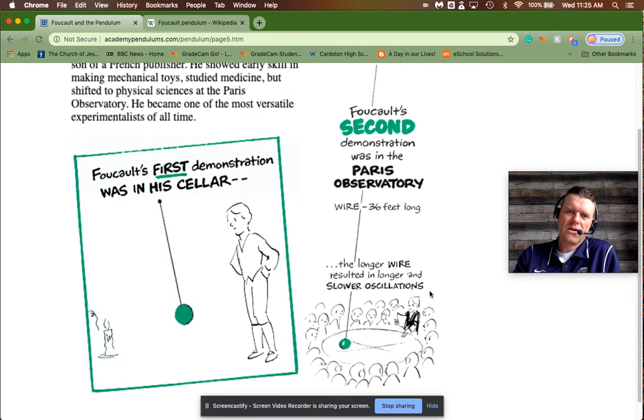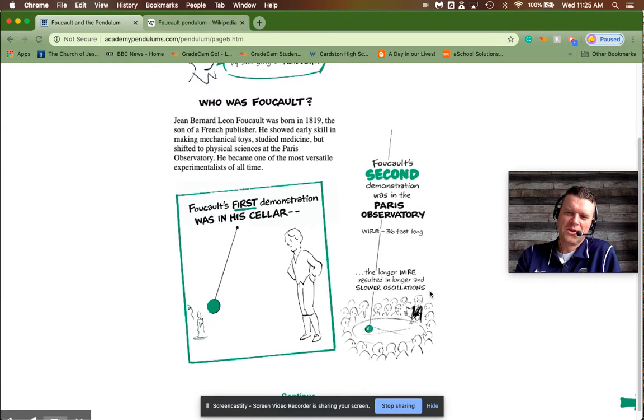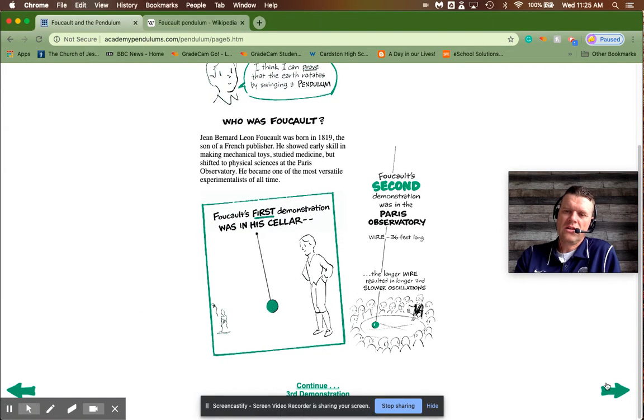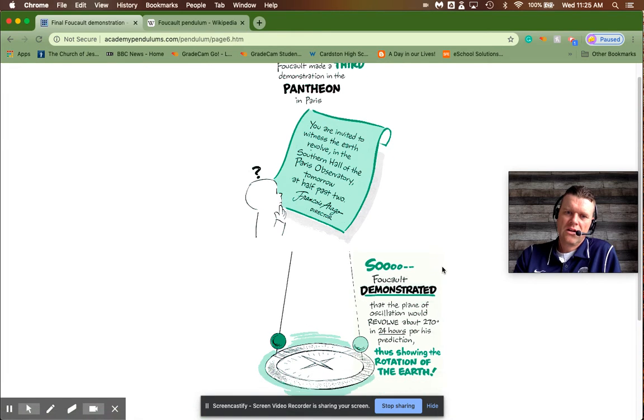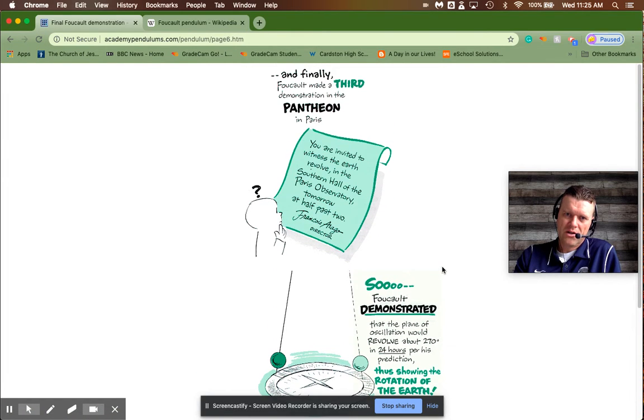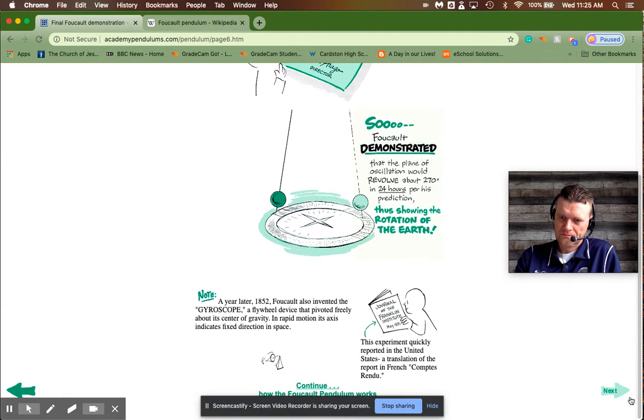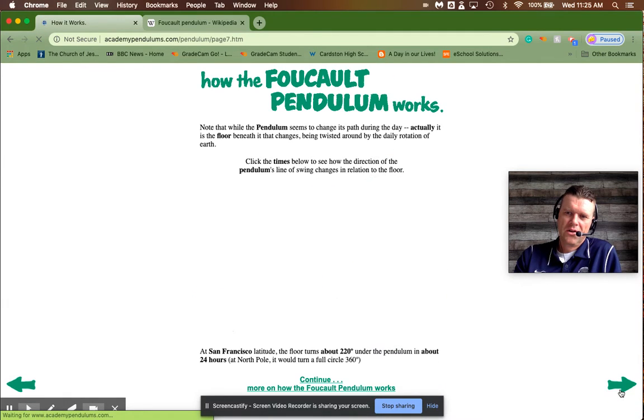His first one was a huge one. You can see it here in Paris. It was a 36-foot long pendulum. The longer the pendulum, the easier it is to observe this effect. So what he showed was this, at the Pantheon in Paris, apparently. He showed that this is what happens.